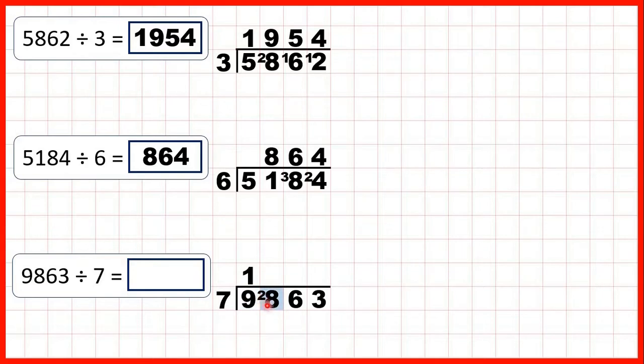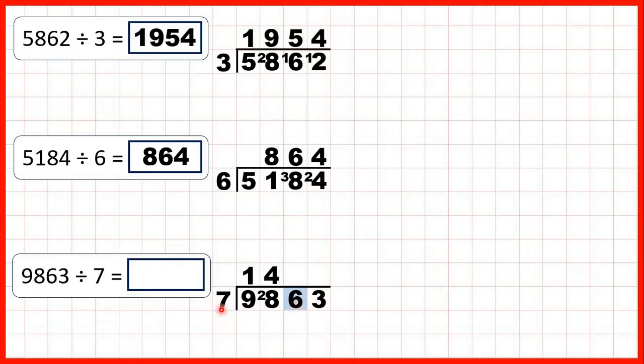Now we have 28 divided by 7. Well, 28 is in the 7 times table. That's exactly 4 times 7, so we write 4 in our answer line, but because 4 times 7 is exactly 28, we don't have a remainder. So we can just move on to the next digit.